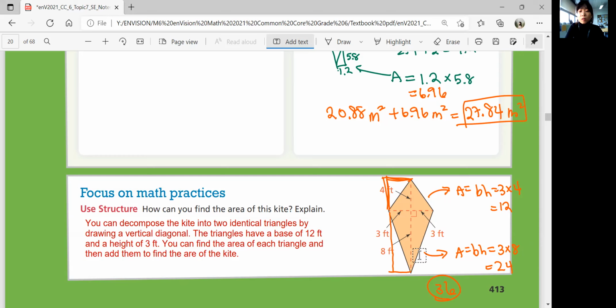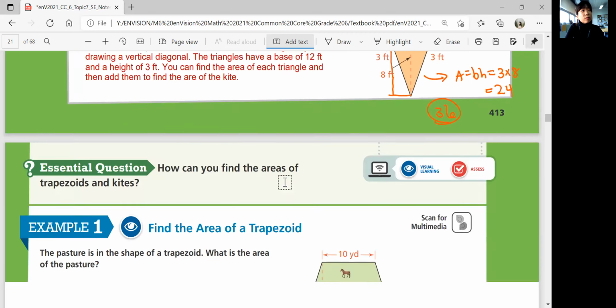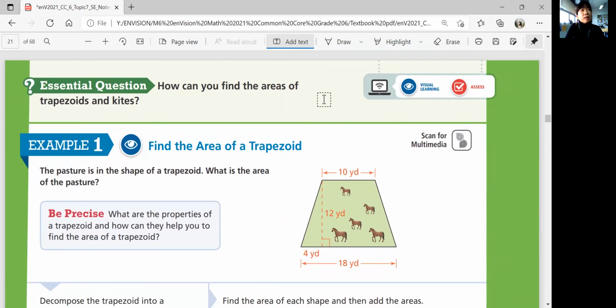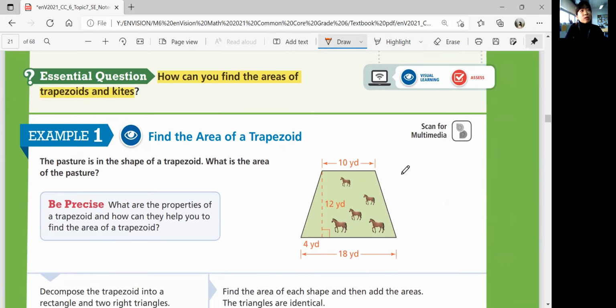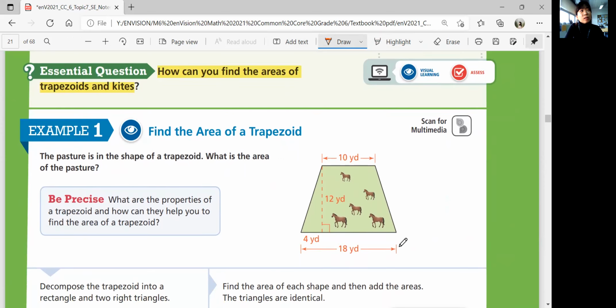All right, so we're gonna look at these type of shapes, the kite and trapezoids. Okay, let's move on. So in this lesson, think about how we can find the areas of trapezoids and kites. Finding area of a trapezoid. So the pasture is in the shape of a trapezoid like this. What's the area of the pasture?